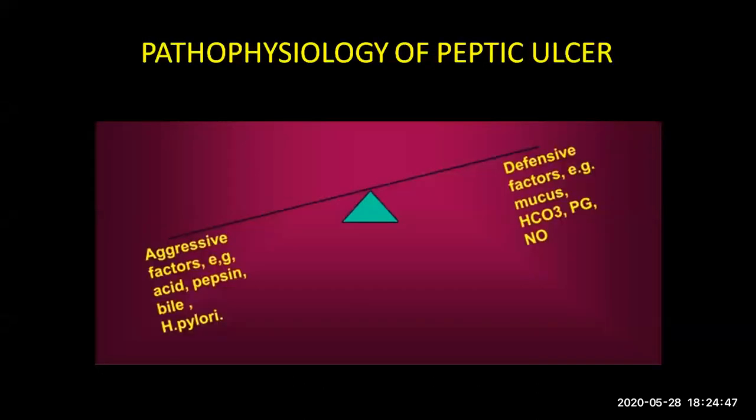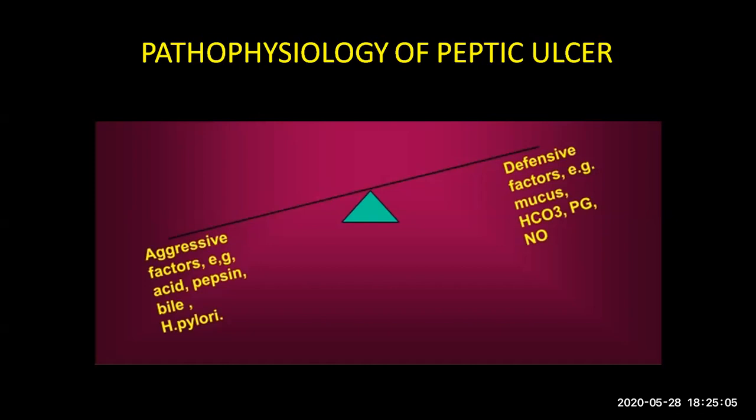First we'll see what is peptic ulcer. Peptic ulcer is nothing but an erosion in the mucosa of either the stomach or duodenum or both. In case it is stomach, it is known as gastric ulcer, and in case of duodenum, it is known as duodenal ulcer. So why does peptic ulcer occur?